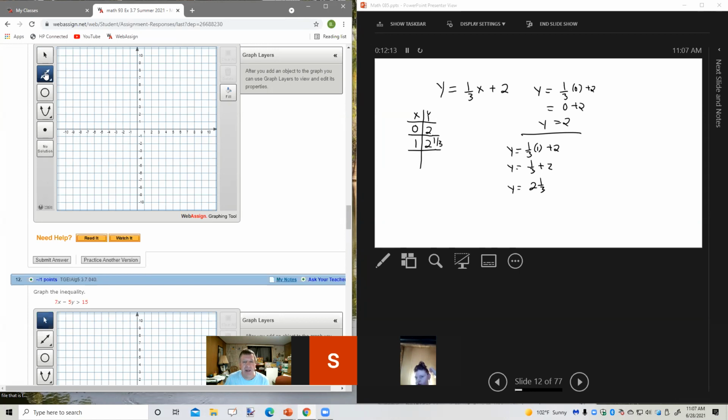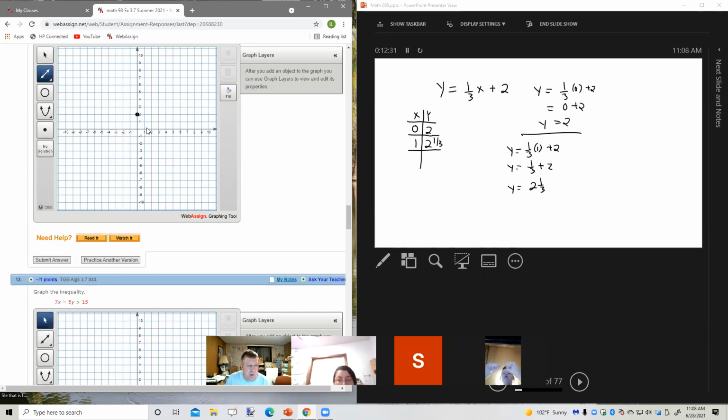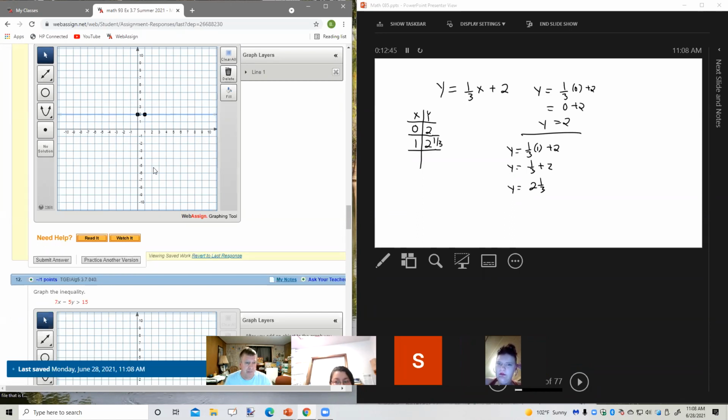Okay, now the next thing I'm going to do is I'm going to plot these 2 points over here. So notice my scale, each square is 1 unit. So (0, 2) is right there. And (1, 2 1/3), let's see, x is 1, y is 2 1/3, is right about there. Oh, it didn't plot things where I wanted it to. It plotted that second point at (1, 2). So how can I fix that?